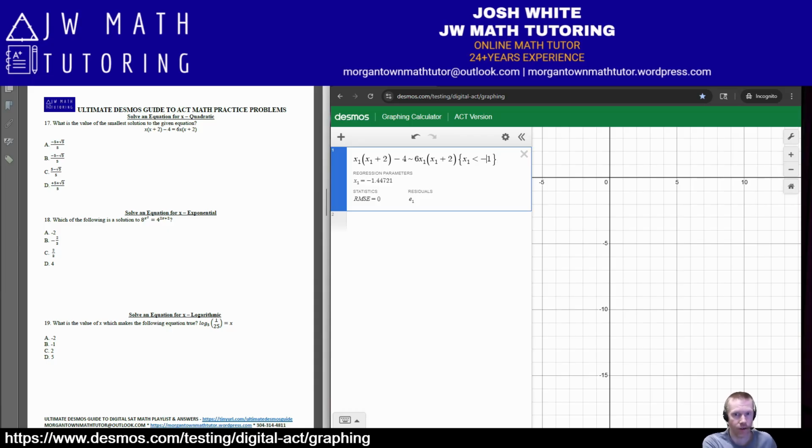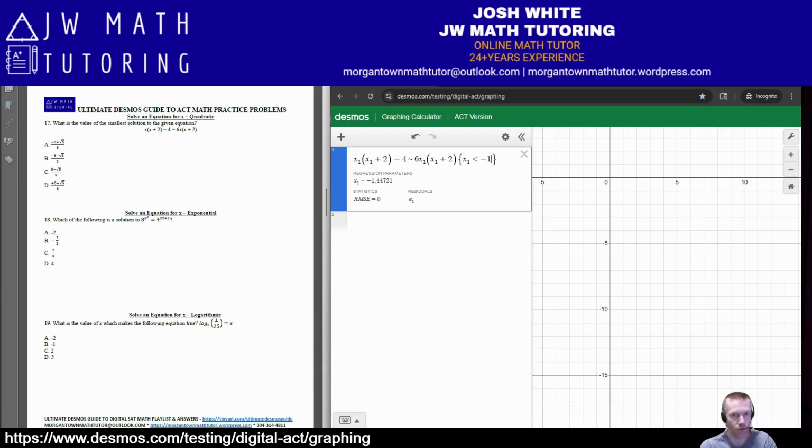If I tried to go the other direction, to see if there's one on the positive side, notice the RMSE is not 0, and the x1 is some weird, ridiculously small value. And if I keep going here, notice the RMSE keeps getting larger and larger. So that tells me that there's no positive solution, that the other solution has to be in the opposite direction.